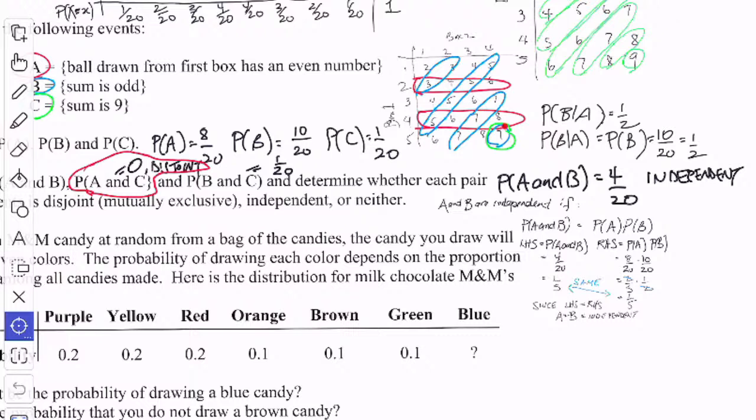They are not independent because the probability of C is 1 out of 20. But the probability of seeing C given B is not 1 out of 20. B being the blue, C is going to change, right? Because it's going to be out of this set, which is not 1 out of 20. It's going to be 1 out of 10. So it changed.